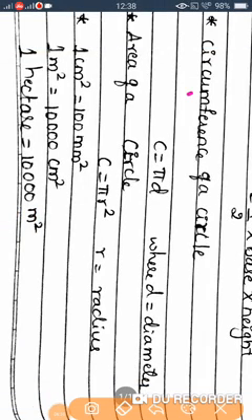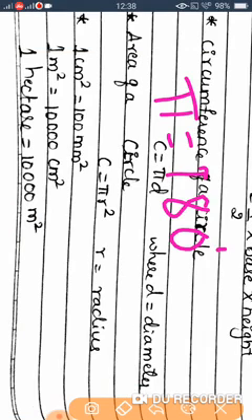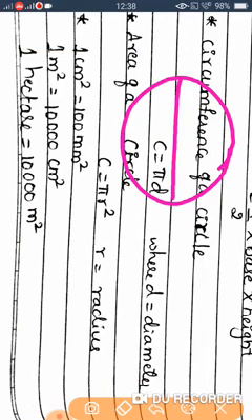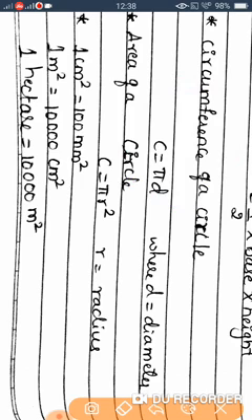so pi, the pi value is 180 degree. Okay, 180 degree. Why? Because in a circle, if I draw like this, a diameter contains a 180 degree length. So that's why it is called pi into d.